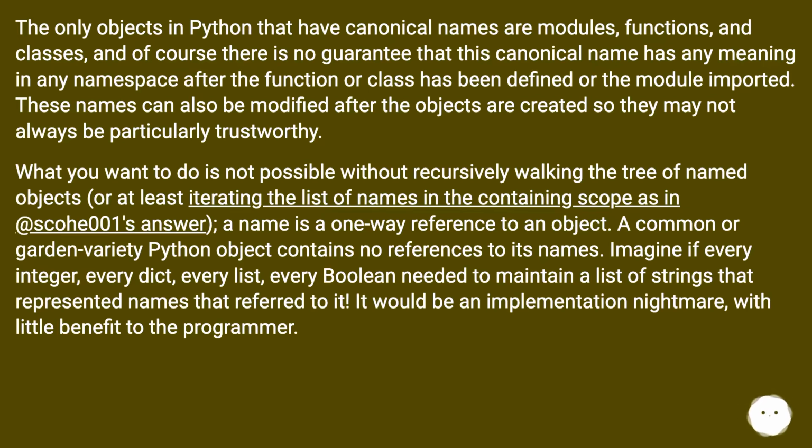A common or garden variety Python object contains no references to its names. Imagine if every integer, every dict, every list, every boolean needed to maintain a list of strings that represented names that referred to it. It would be an implementation nightmare, with little benefit to the programmer.